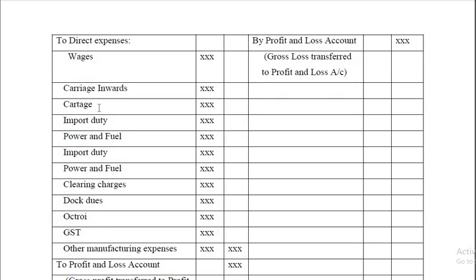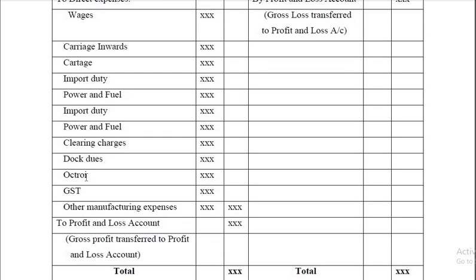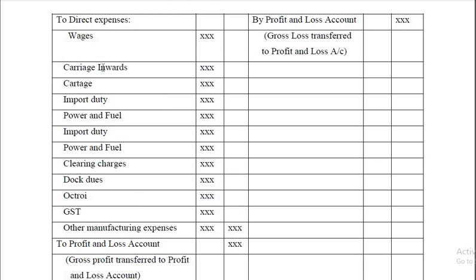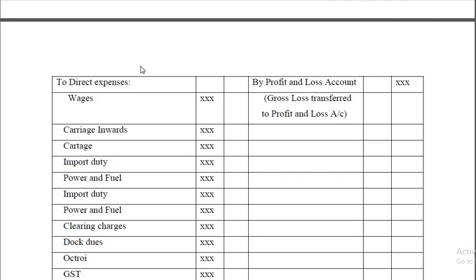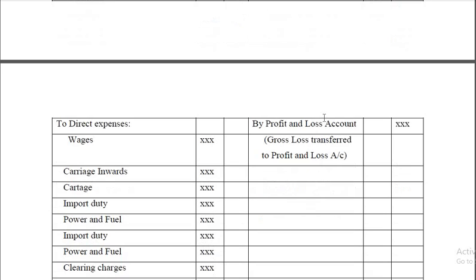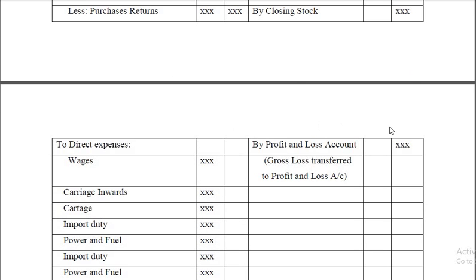wages, carriage inwards, cartage, import duty, power and fuel, clearing charges, dock dues, octroi. Octroi means local taxes levied by the municipality or other local body. GST on purchases, other manufacturing expenses. Put together, they are called direct expenses. Then on the credit side you have sales minus sales returns, which means net sales. Then closing stock. Then you have to compare the totals of the two sides.